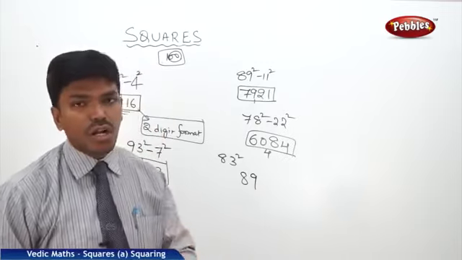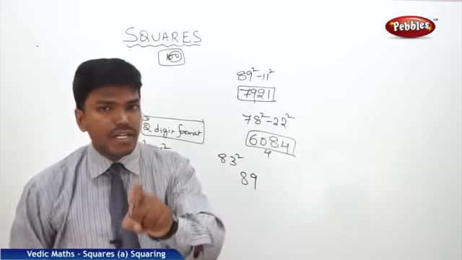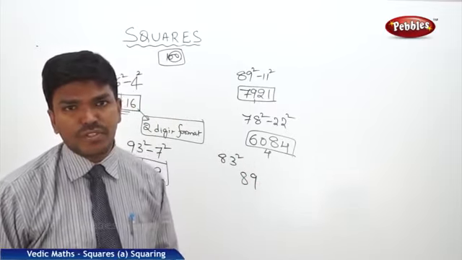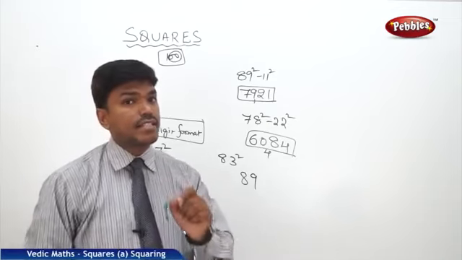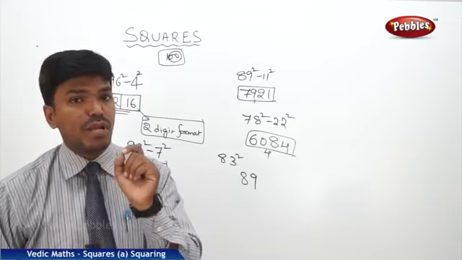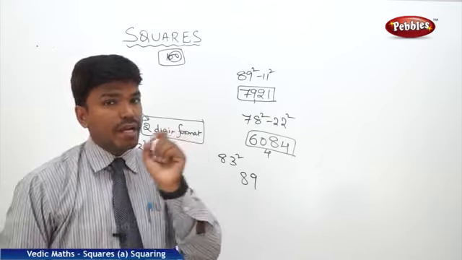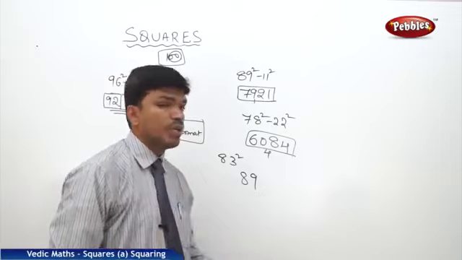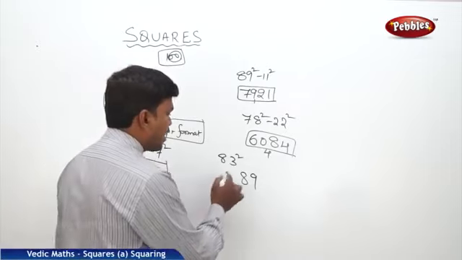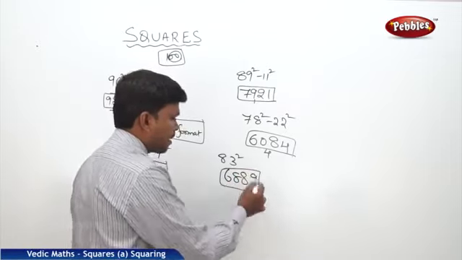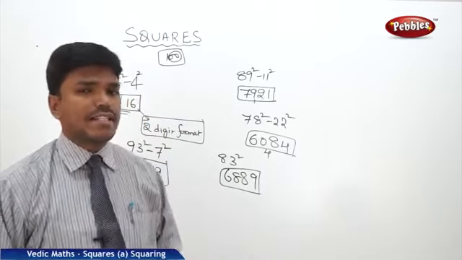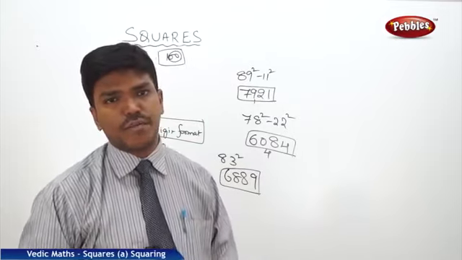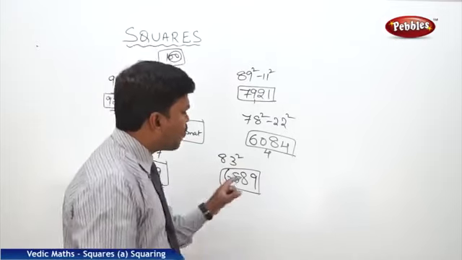Now I need to subtract what? I need to subtract 17 from 83. So 83 minus 17, how much? It is 66. You should be able to calculate this one in the mind. And what is the carry we got here? 2. 66 plus 2? 68. So the answer is 6889. That's why I said, if you know until 30 squares, it is very easy to calculate until 130 squares in the mind. Okay.